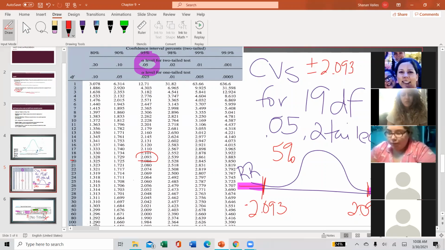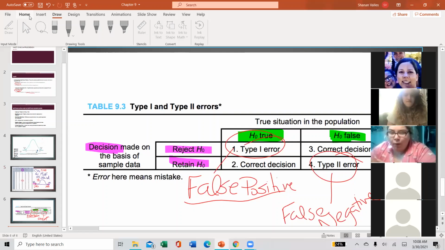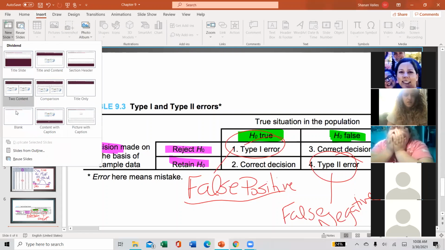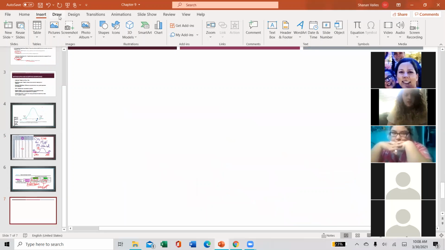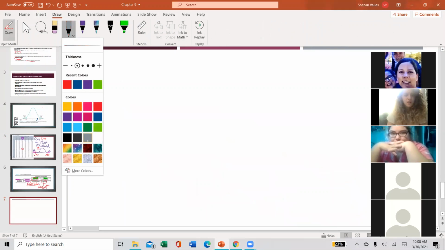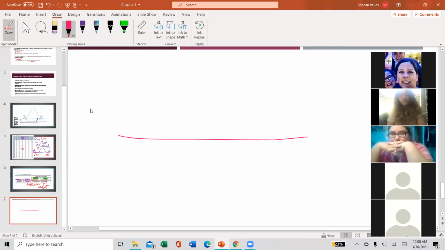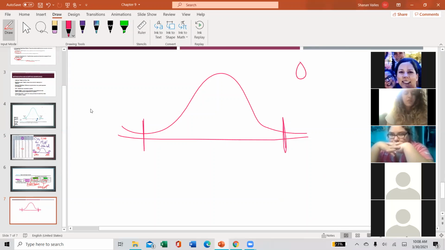Sorry, what was the 5% again? Remember, I'm just going to put up a new slide over here. Insert new slide, and we'll go with blank. Remember when we have our distribution, we're going to try and separate off this extreme 5%, okay? So that 0.05, we slide it over, right, and we get 5%.